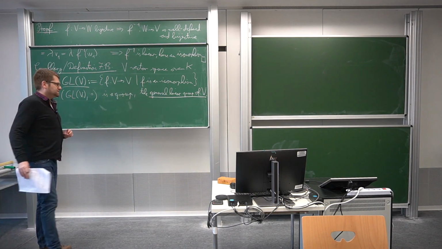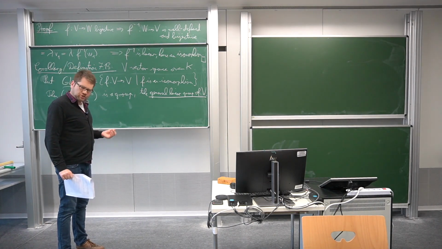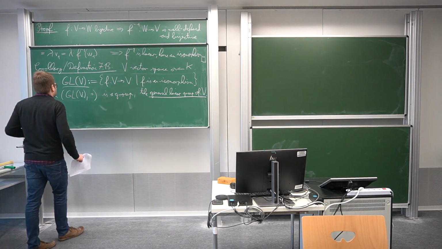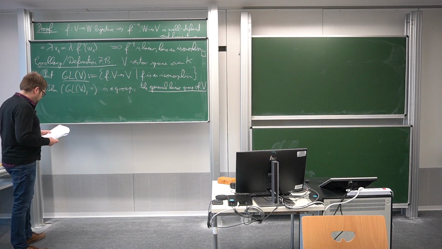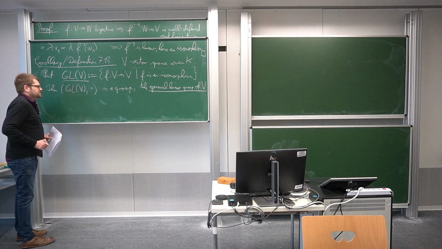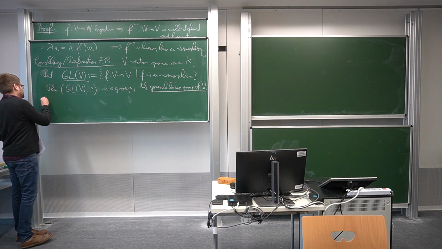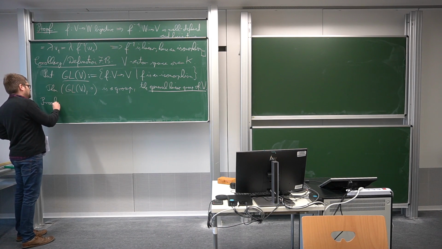And yes, now you might ask, if there's a general linear group, is there also a special linear group? Yes, there is, but we can't introduce it yet. This is what we will see later. So this is a group. So what do we need to show? We need to show, first of all, that this is well defined.